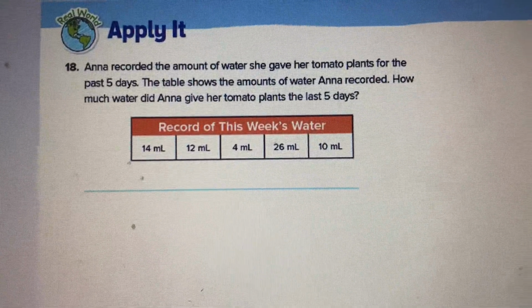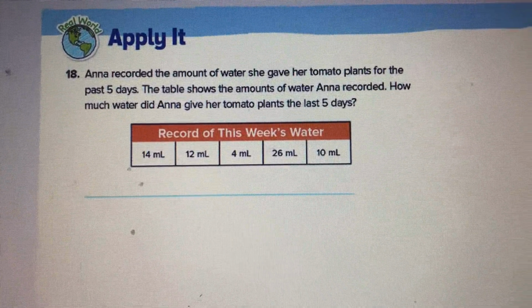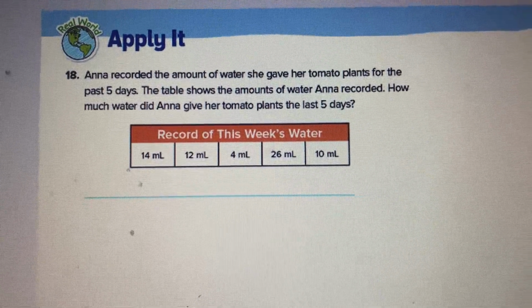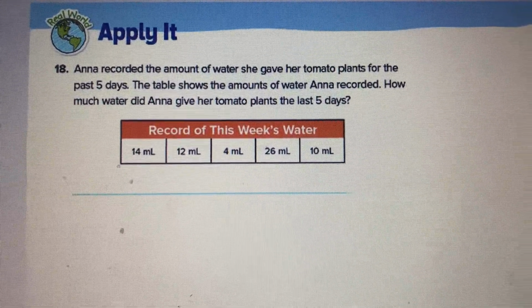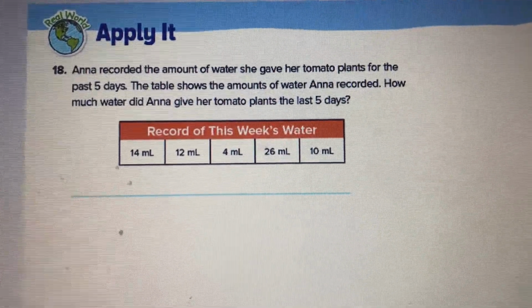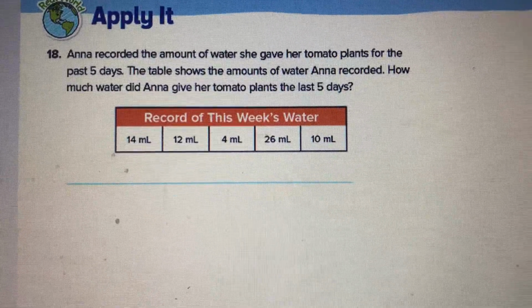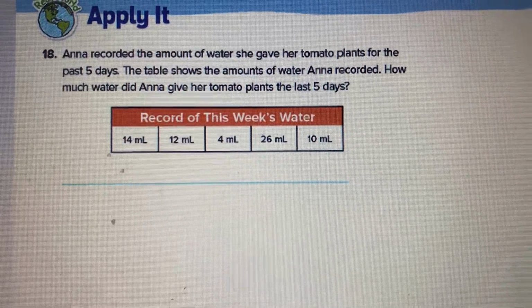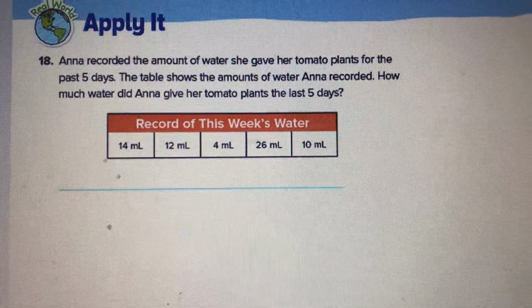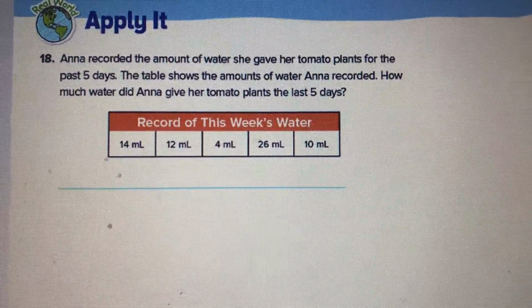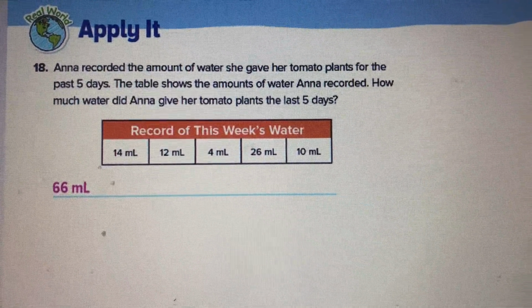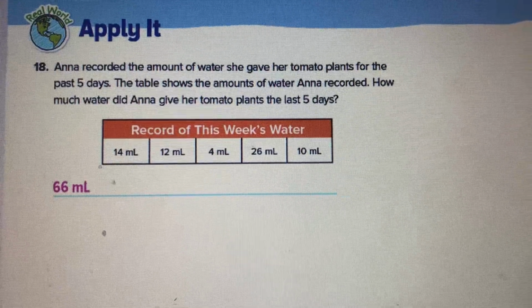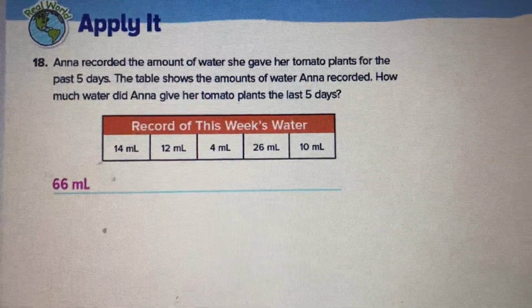Anna recorded the amount of water she gave her tomato plants for the past 5 days. The table shows the amounts of water Anna recorded. How much water did Anna give her tomato plants in the last 5 days? Take a moment, look at that one. What do you think? 66 milliliters. Hopefully you know where that came from. Did you just add up all of yours? What did you do?